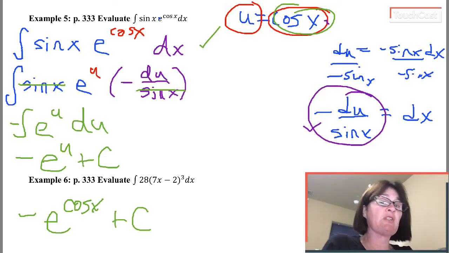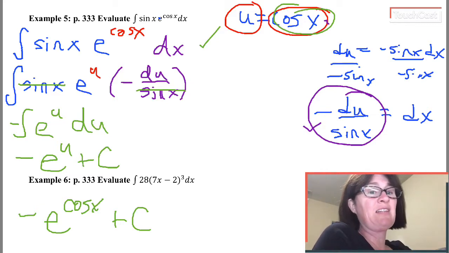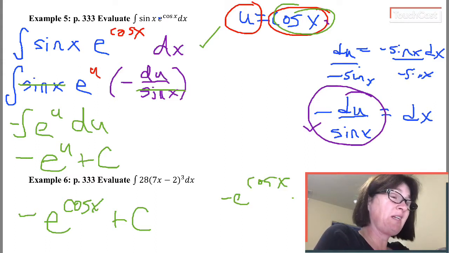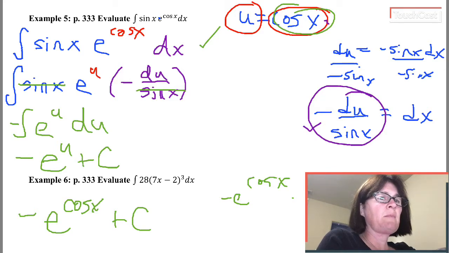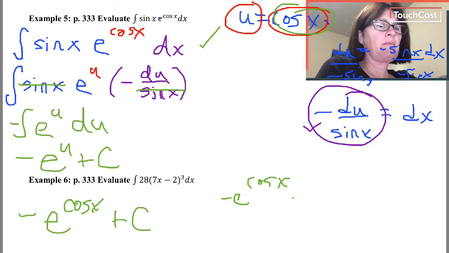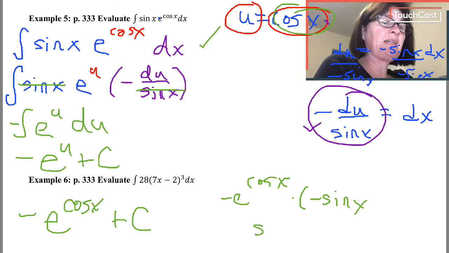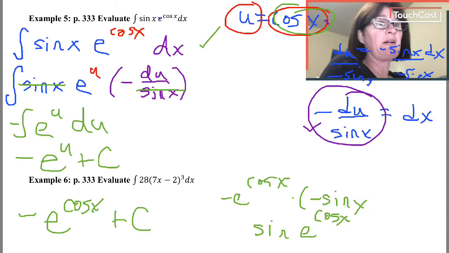Imagine taking the derivative with respect to x of negative e to the cosine x. That would be negative e to the cosine of x times, what's the derivative of cosine x? Because I'm using the chain rule. Derivative of cosine x is negative sine of x. Notice the negative and the negative would cancel, and I'd get sine x e to the cosine x, which is an exact match for the integrand I started with.